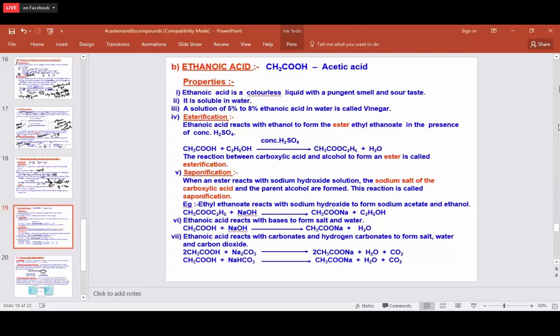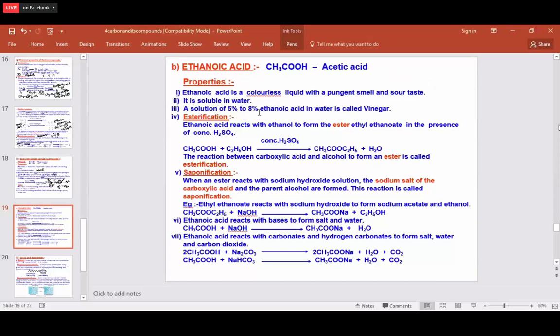Ethanoic acid. From the name itself, we can identify that "acid" means there is a COOH group. "Eth" means it contains two carbon atoms. So CH3COOH. The other name for ethanoic acid is acetic acid.